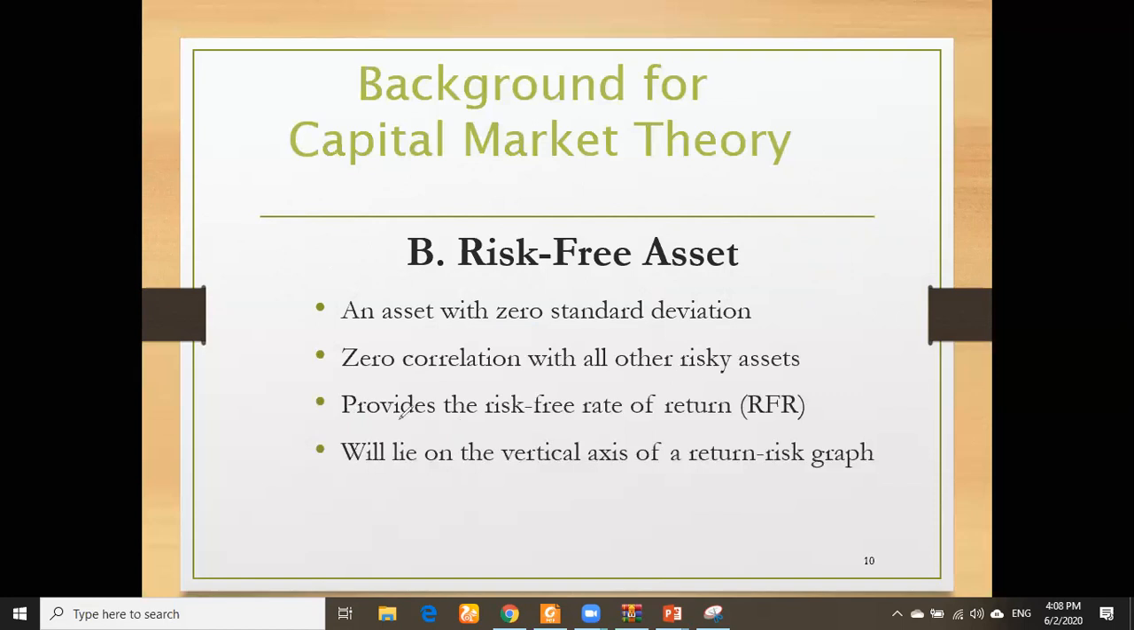The third point is it provides the risk-free rate of return. Obviously, it provides what? A risk-free rate of return. If it is a risk-free asset and the standard deviation of this asset is zero, so definitely it will provide a rate which will be known as the risk-free rate, and it will always lie on the vertical axis of the return-risk graph. And you have seen that, for example, when I was drawing the security market line, this is a point which is known as the risk-free rate. So this risk-free rate is always contained by which security? The security which is known as a risk-free asset. So a risk-free asset will always offer a risk-free rate. It will have zero correlation with any other riskier asset or portfolio, and will have a zero standard deviation.